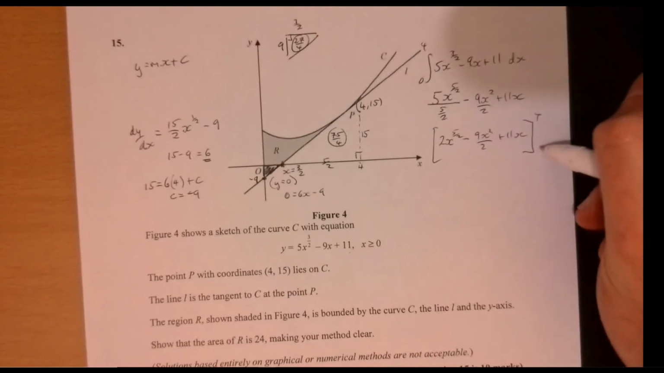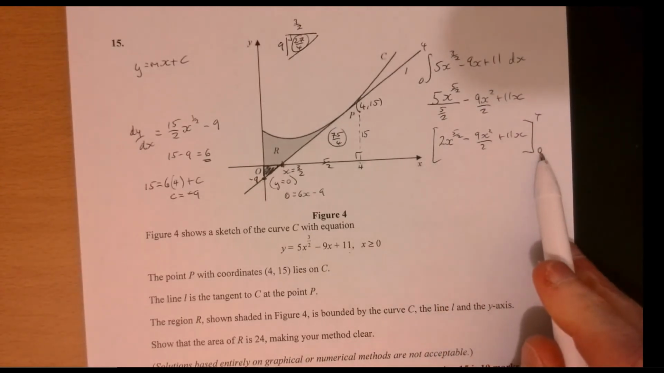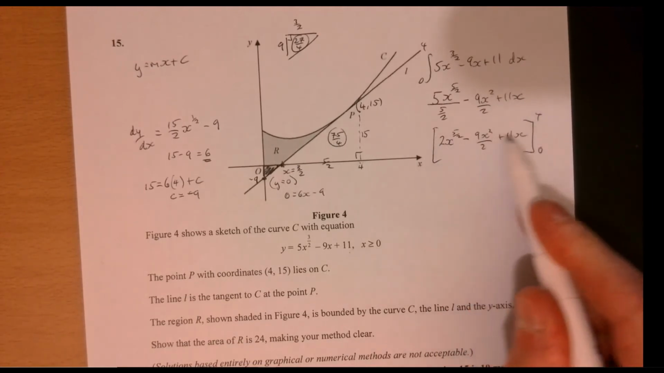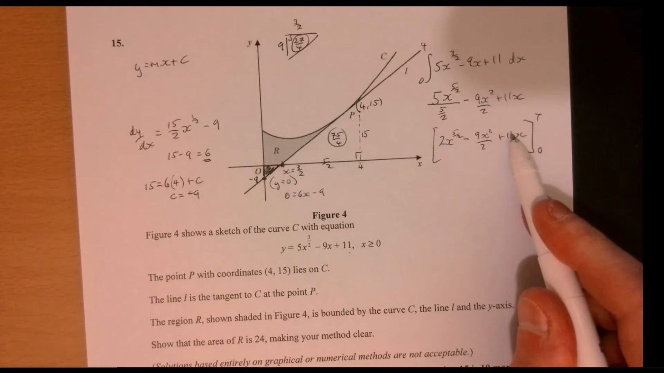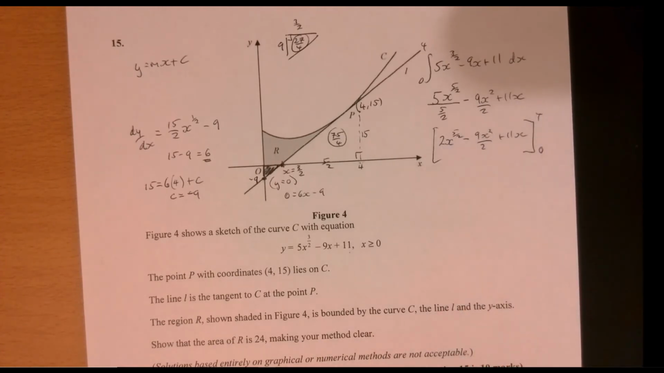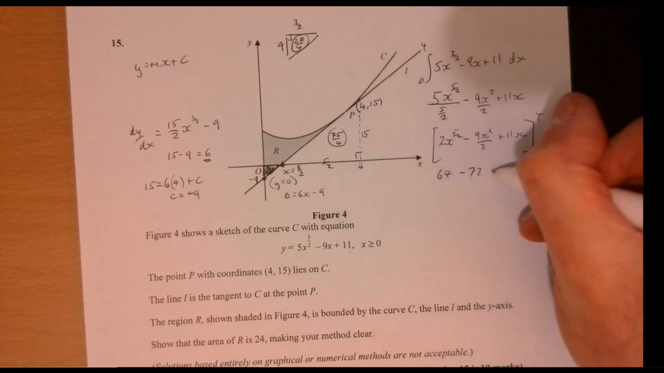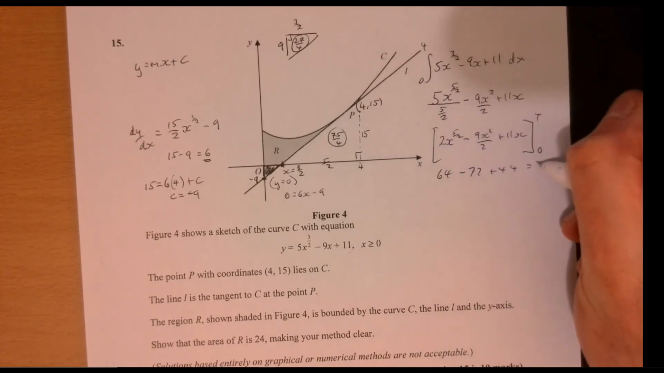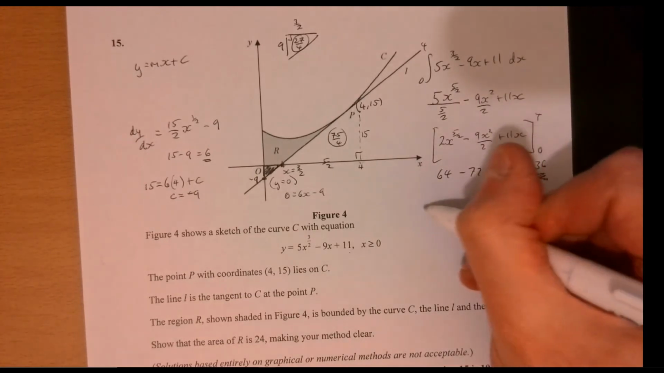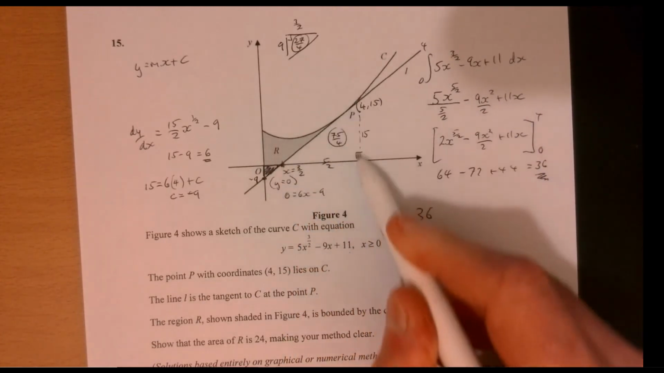Put in our limits. Now the question's a little bit nicer for us because one of the limits is 0. It's obviously a bit of a pain when it's not. So basically we just need to sub 4 into this just here. If we sub 4 into this, it gives us an answer of 36. I think it's 64, take away 72, add 44, so that equals 36. So the overall answer would be 36, so that's the area of all of this.